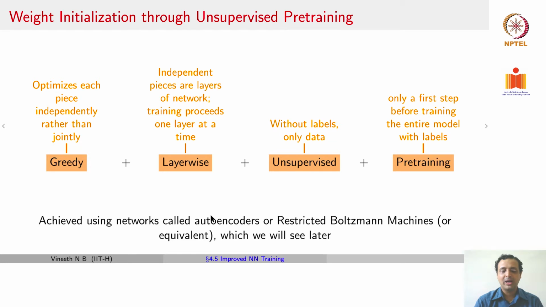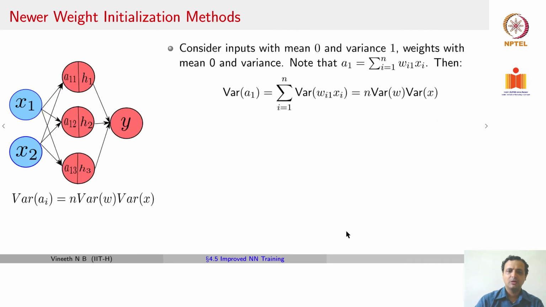So a question that you may have now is, how do you do that unsupervised training between every pair of layers? You may have to wait for that answer in this course. This is achieved by networks known as autoencoders or restricted Boltzmann machines, or you could even use other methods to be able to achieve this. But we will see these examples, we will see autoencoders and RBMs a little later in this course. But as I mentioned, this got superseded by newer weight initialization methods over the last decade.